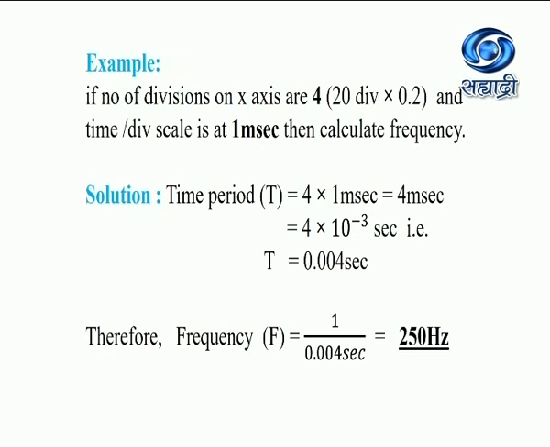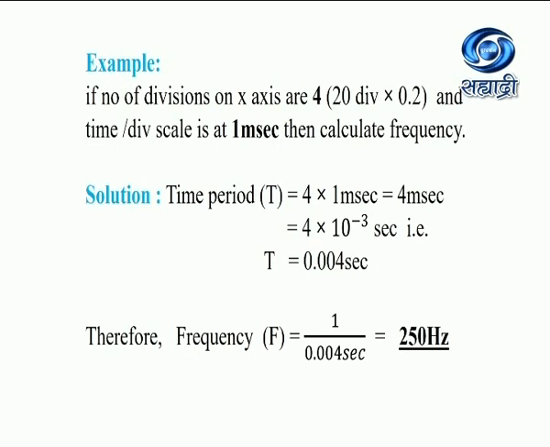So if you see the solution, then we have time period capital T is equal to 4 into 1 millisecond, because the divisions are 4 and the time division scale is 1 millisecond. The product of this is 4 into 1, that is 4 millisecond. So converted into seconds, that is 4 into 10 raised to minus 3 seconds. So the final T is 0.004 seconds, and you have to calculate the frequency.